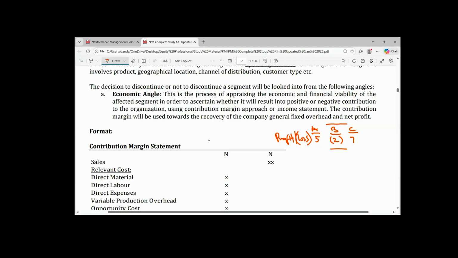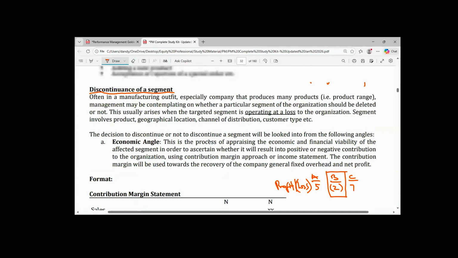So as a result, management will be contemplating on whether they should discontinue producing product B, because of that loss-making segment. So management may now be thinking of closing down product B. They don't want to be producing products that are not profitable, so that they can concentrate on product A and C. This is the basis of what we want to discuss under the deleting of a segment.